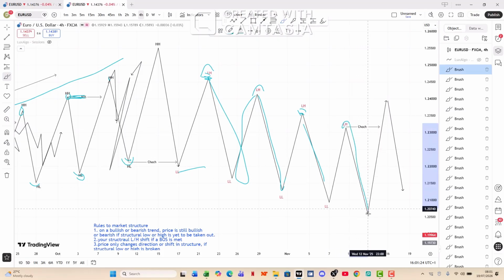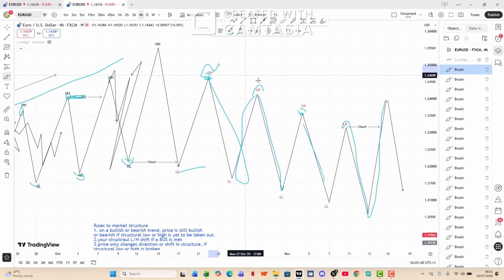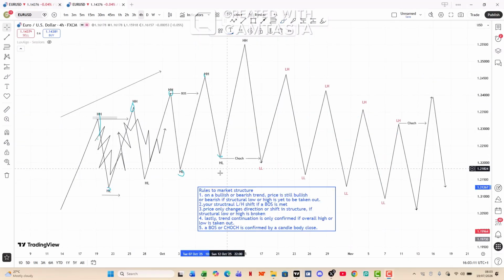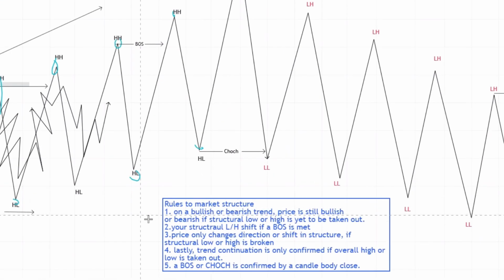But the rules say if a breach of your structural high on a bearish trend, it is considered a change of character. All right. So price is still bearish if this high, this high, this high, and this high is yet to be taken out. All right. So we'll go to the second rule to market structure. Right. So on the number 2 here, we have your structural lows or high shift if a break of structure is met.